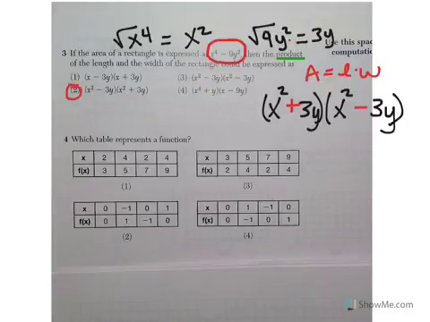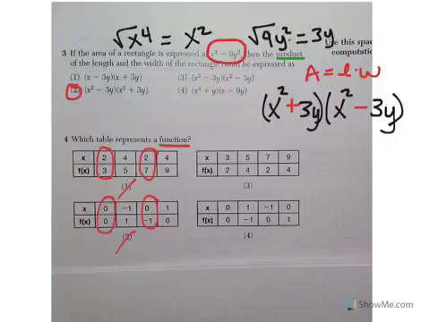Number 4, which table represents a function? If you remember from functions a while back, the rule states that you can have no repeating x values. So if we look at the first one, do we have any repeating x values? Yes. We have the 2 to the 3 and the 2 to the 7, so that can't work. How about if we look at number 2? Yep, 0, 0 on the x. That can't work. How about 3?